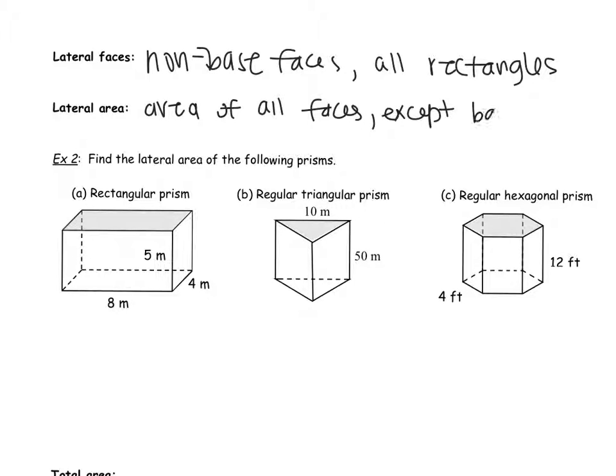except the bases. Now we know that the area, because they're all rectangles, is going to be length times width, but it's going to be multiplied by how many faces we have. And the number of faces is based on whatever the base is, whether it's a rectangle, a triangle, or a hexagon. The number of sides of the base shape determines the number of faces that we're going to have.